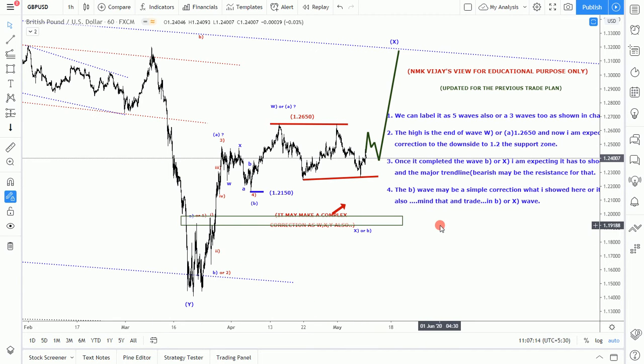So no worries, and do it for learning purposes only, not for investing. If your view and my view coincide, take it as a trade as per your strategy, correlated with mine. So don't blindly follow me. I am just using this to explain how to analyze through my Elliott wave strategy. So now let's move on to AUDUSD.